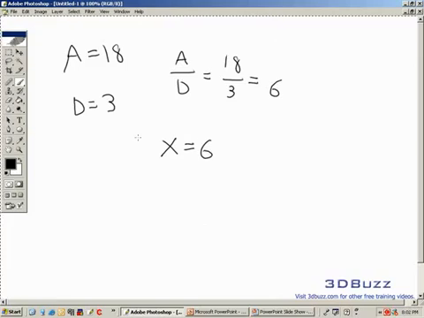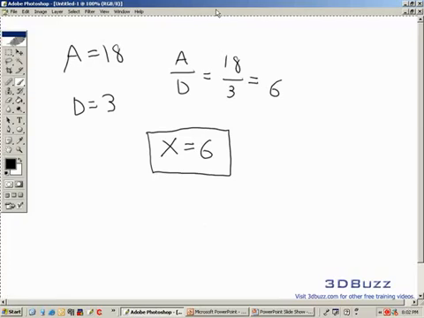So if you had to solve for all 3 variables, you might find this method isn't faster. It depends what you're solving for. But if you're only solving for 1, this could be a really quick way to get it done. And I believe 6 was what we got the first time. So there you go.